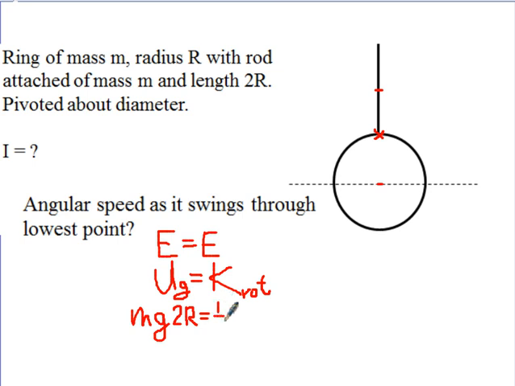For the rotational kinetic energy, I will use that value for I that you derived at the beginning of this problem times omega squared. And you can see I can solve for omega in terms of M and R, which is what they gave me. And then once I've gotten omega, I can get to V by multiplying omega by R.